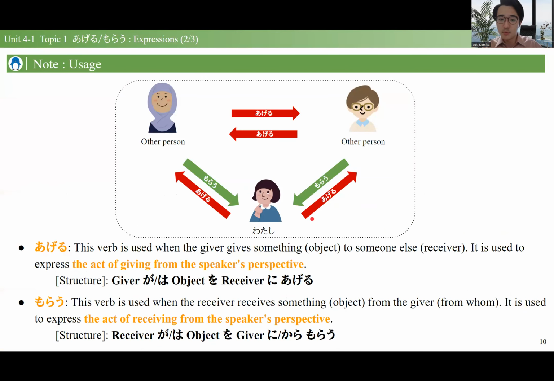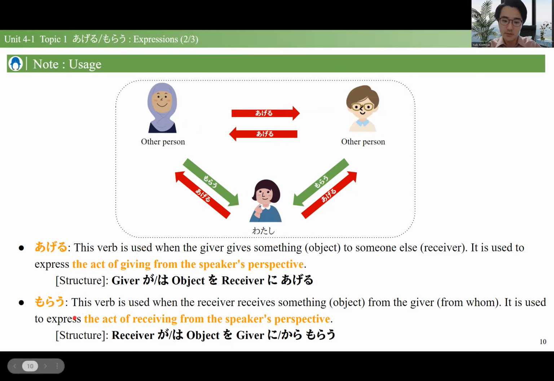Now, this might sound a little simple, but actually, you always have to think of in which direction the item is moving. So you always have to think of yourself, the speaker, and the other person involved in the transaction. You use ageru when you are the giver, when you give the item to someone, and you are describing the giving action from the speaker's perspective. So you give to another person, ageru. Another person gives to another person, that's also ageru. That's giving action seen from the speaker's perspective.